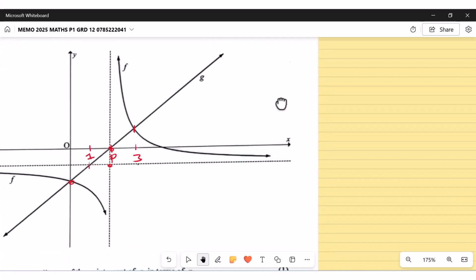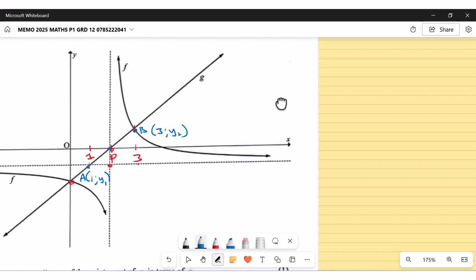Then this other point here, call it point B. Point B is (3; y2). Now this point together with this point in the middle are on a straight line. And their gradient, if you remember our given equation, g of x equals x plus c, and this is 1x because there is a one here.